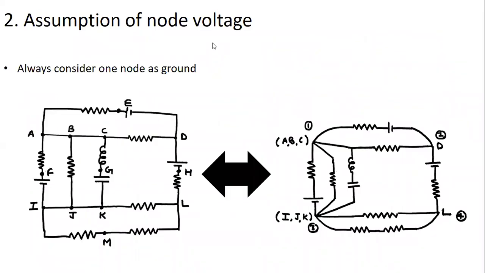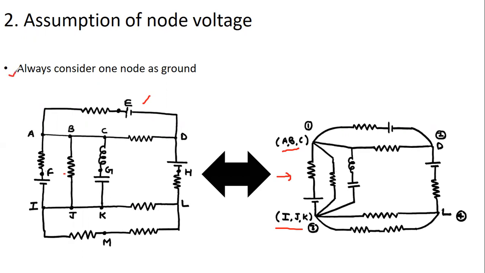That is the assumption of node voltage. So first see, this is the circuit. Now the equivalent circuit of this is like this. ABC is a single node, and IJK is a single node. And we have removed F, G and H. So in assumption of node voltage, there are 2 points.